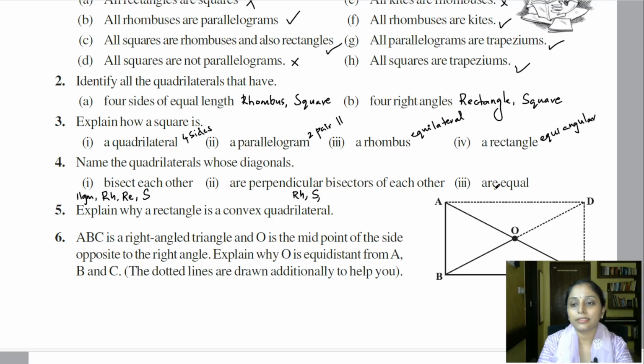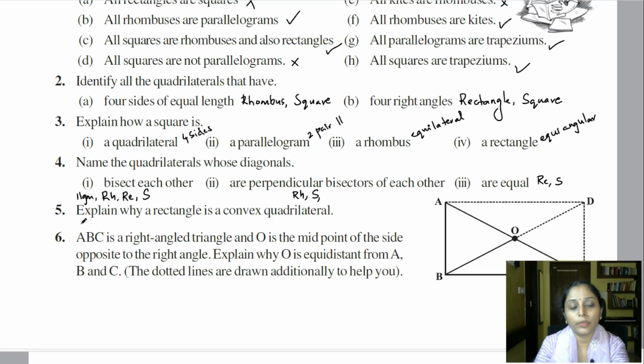Okay. Next, the diagonals are equal to each other. Now, the diagonals are equal in the case of a rectangle and in the case of a square, but not in a rhombus. So here I'm going to write rectangle and square, right?